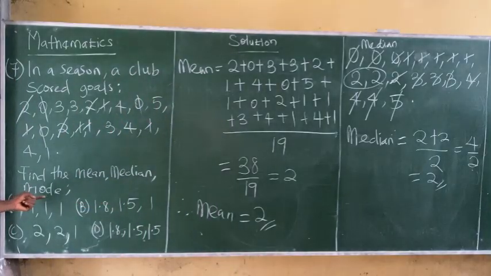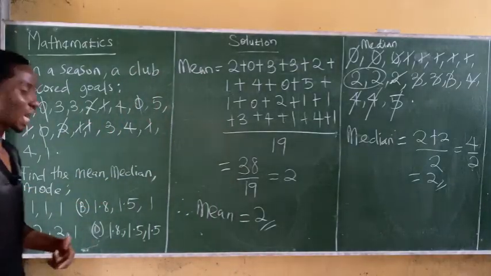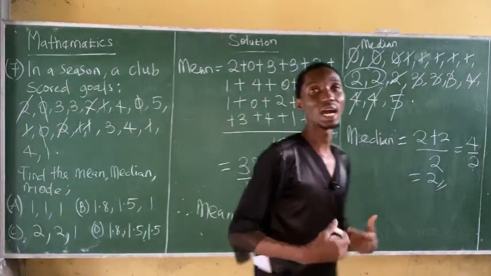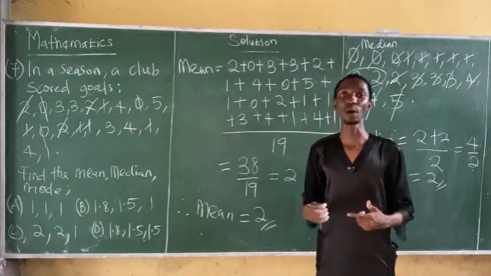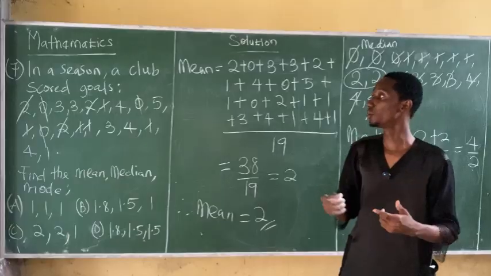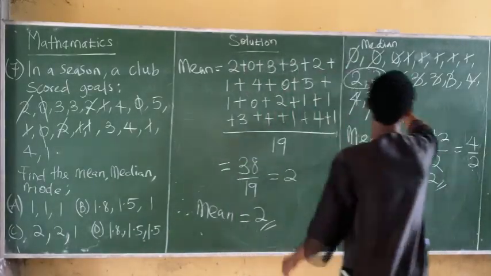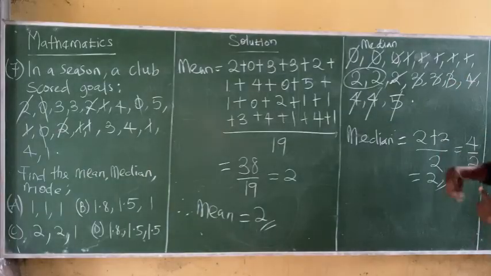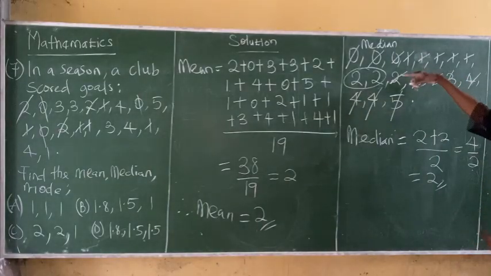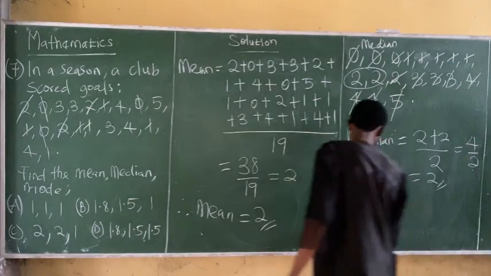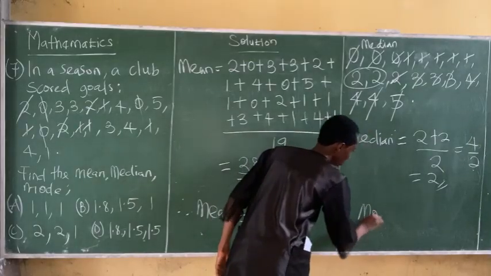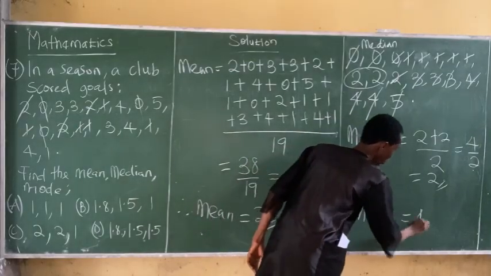The next they say we should calculate is the mode. Mode has to do with the number that appeared most, the number with the highest frequency. If we come here, we observe from this set of values that the number that appeared most is 1. 1 appeared 5 times. So 1 here has the highest frequency. Therefore, the mode is equal to 1.